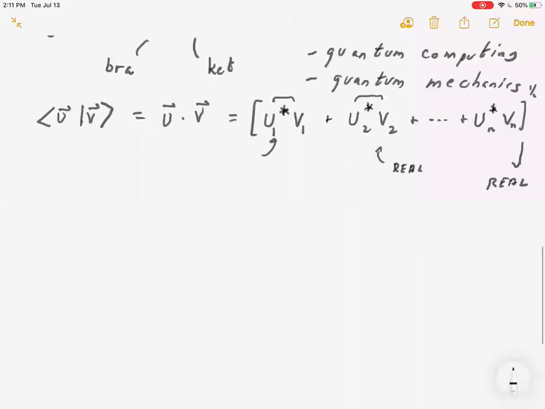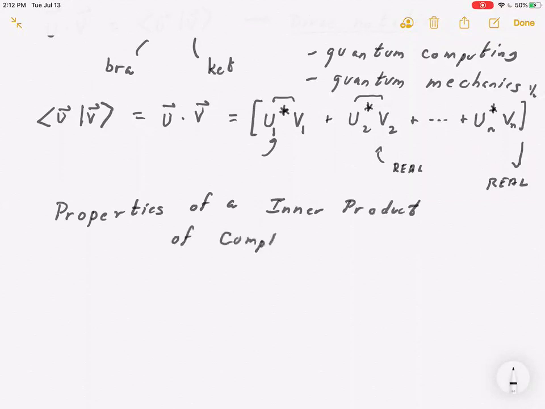Okay, so it's probably useful to sit down and, again, this is all going to be formalism, but it's going to be useful formalism. When we sit down and use all of this for applications, we get the formalism out of the way first, and we can then go down the road of looking at applications. So let's discuss the properties of an inner product of complex vectors in a little bit more detail.